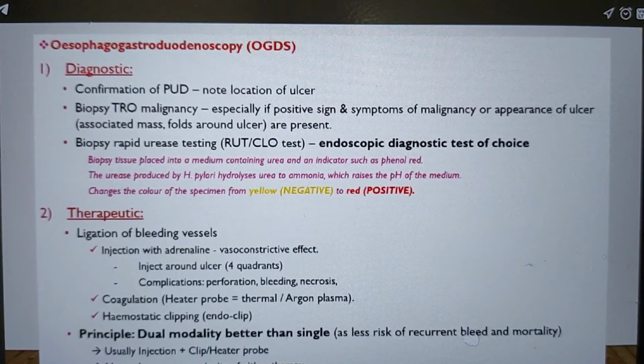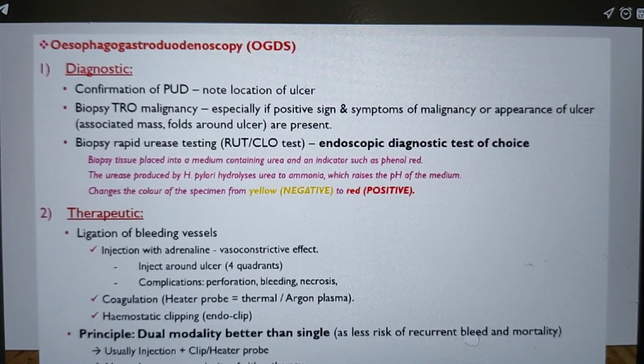Also, esophagogastroduodenoscopy serves as therapeutic, where during the scope we can do ligation of the bleeding vessels by injection with adrenaline, which serves as a vasoconstrictive effect. How we do the injection is we inject around the ulcer, four quadrants. However, there are complications like perforation, bleeding, and also necrosis.